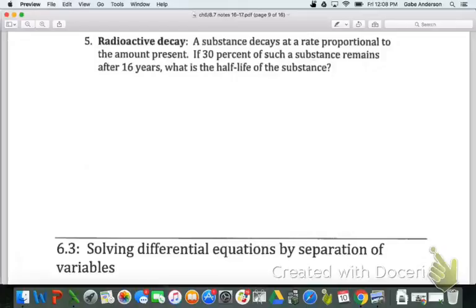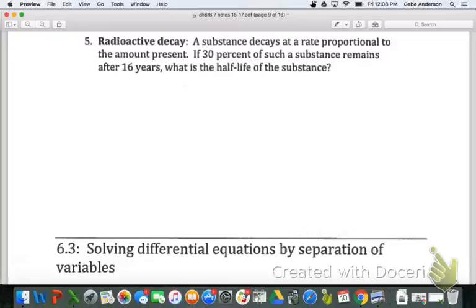And then we're going to spend all of our time in 6.3 today. We'll talk about what's going to happen with that. So radioactive decay was where we went last time. We talked about how this is actually a realistic situation about how a radioactive substance will decay over time according to the amount present.